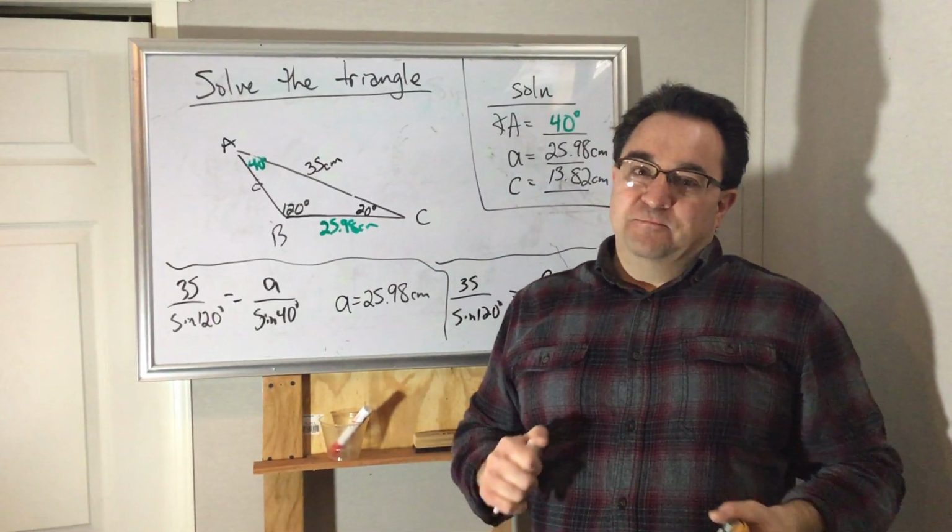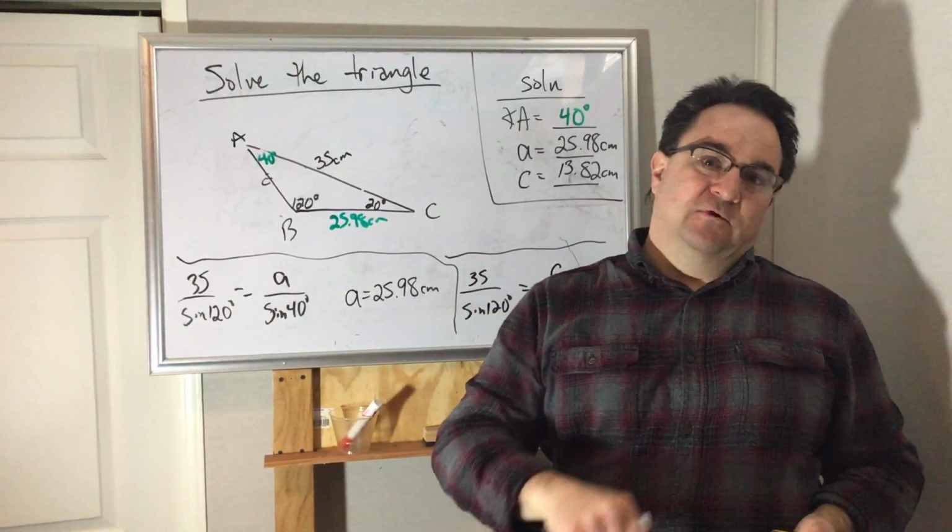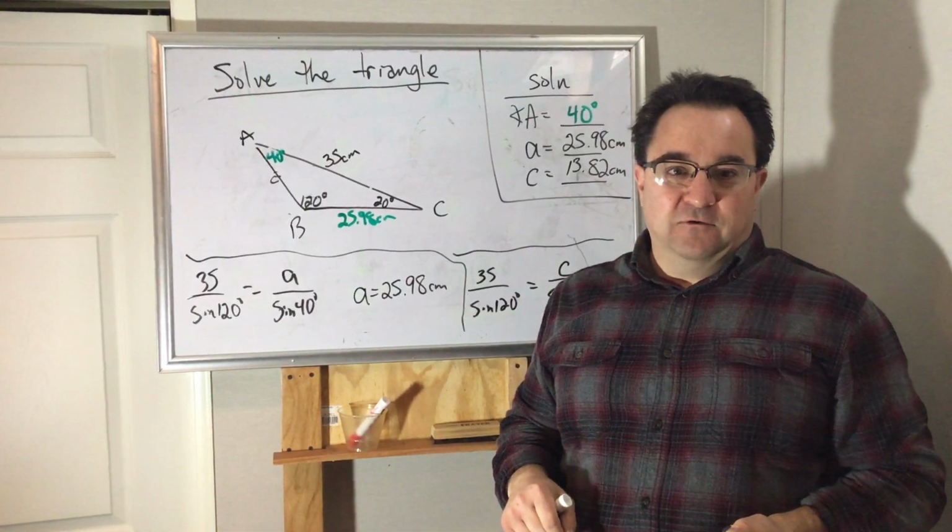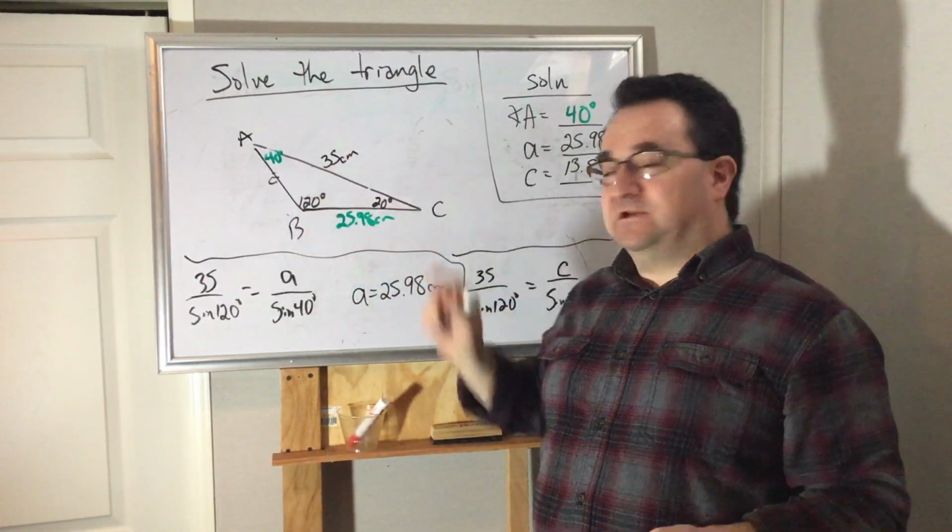All right, well, I hope that made some sense. Part 2 will be finding an angle when you know two sides but not an angle.